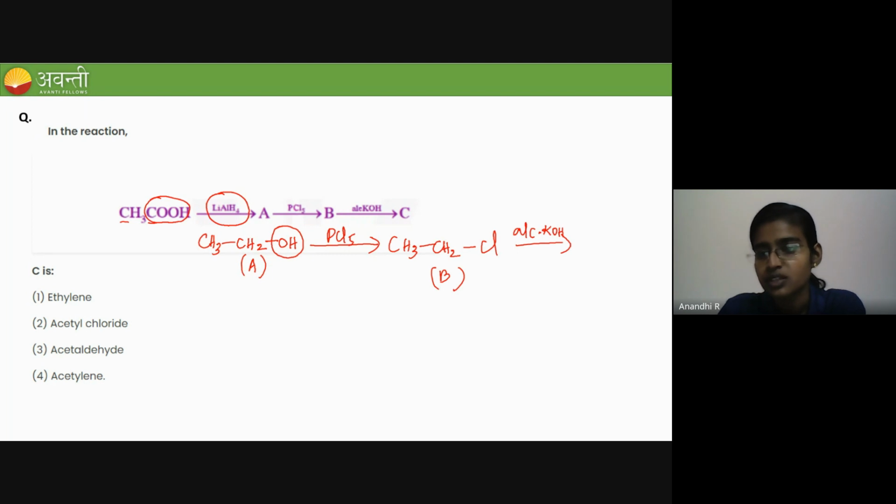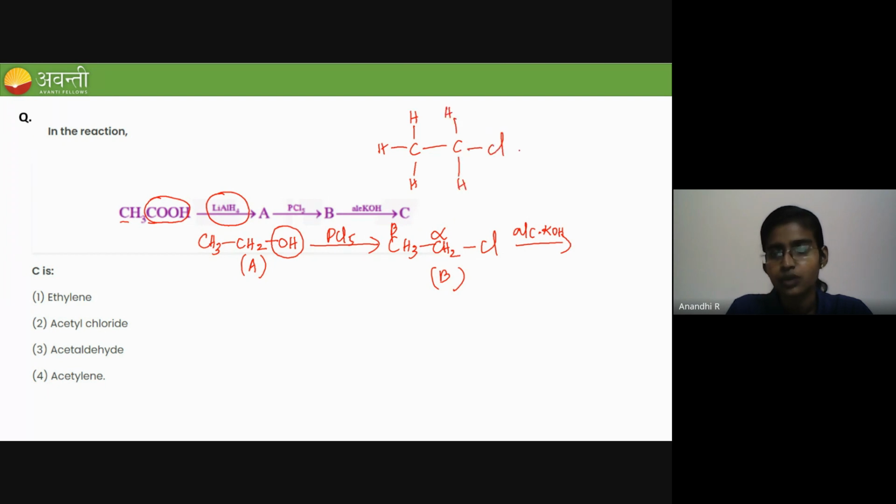So what is the role of this alcoholic KOH? It removes the beta hydrogen from the reactant. So who is the beta hydrogen? The carbon next to the chlorine group is called the alpha carbon. And this carbon is called the beta carbon. And the hydrogens attached to this beta carbon are called beta hydrogens. So I'll write the structure like this for your understanding. This is CH3 and this is CH2.